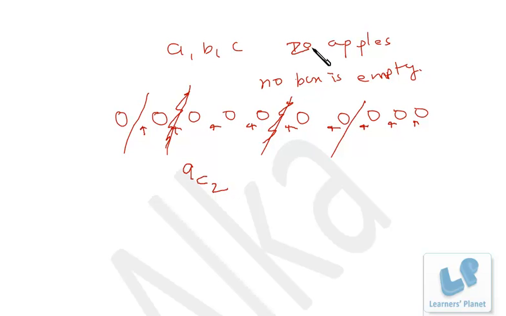Instead of 10 apples, if there are 20 apples, then there will be 19 gaps. Out of 19 gaps, you have to select 2 gaps to make 3 partitions, right? 2 gaps will make 3 partitions. If there are 20 objects, you'll be getting 19 gaps, right?